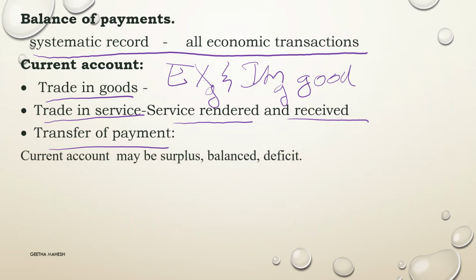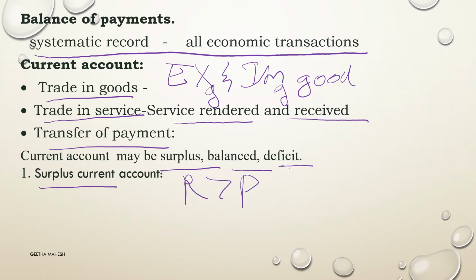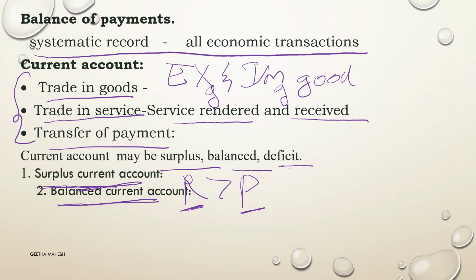Current account may be a surplus, balanced or deficit. Now let us discuss when a current account will be surplus. So current account is said to be surplus when the receipts are greater than the payment, including all these three components. Here if receipts are greater than the payment, then the current account is said to be surplus. Now when current account will be balanced, so balanced current account.